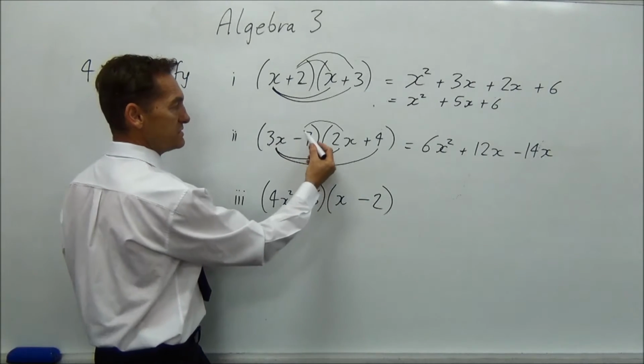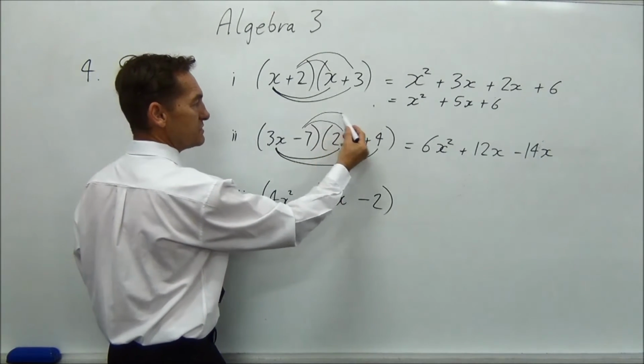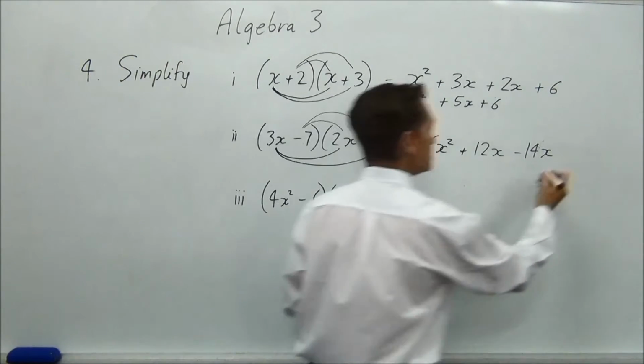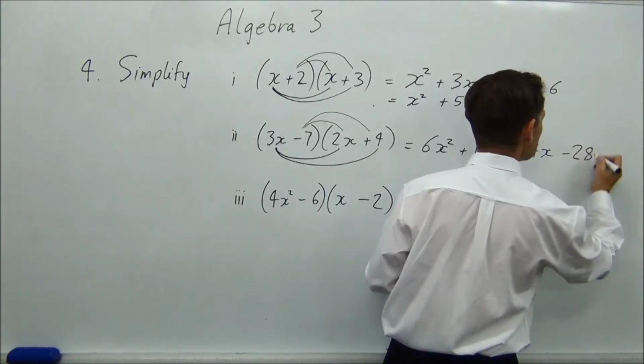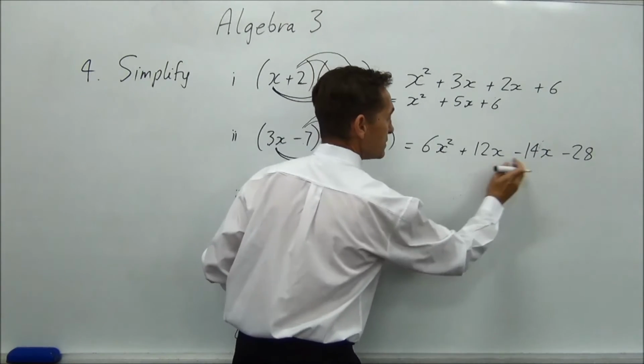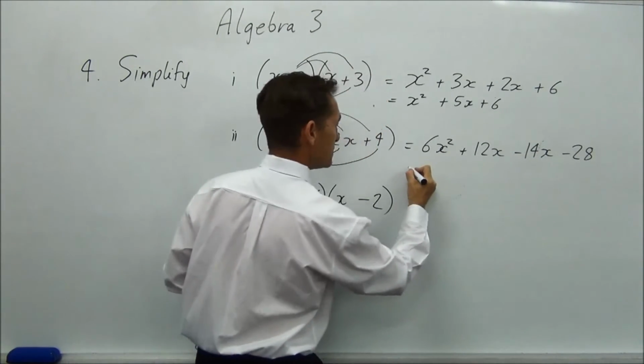So now I'm going to do the numbers. Negative 7 times positive 4. 7 times 4 is 28, so we should have negative 28. Can I join anything that's the same? Yes, I can join those.